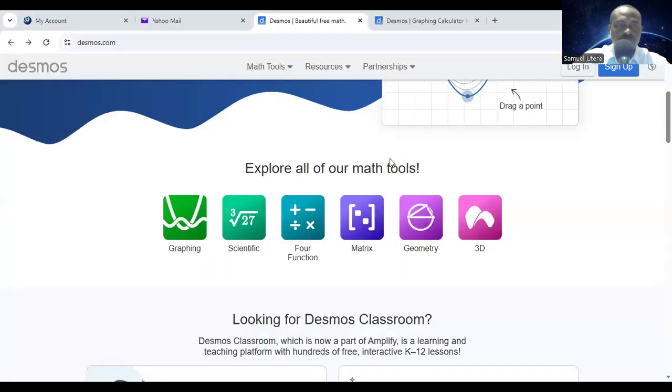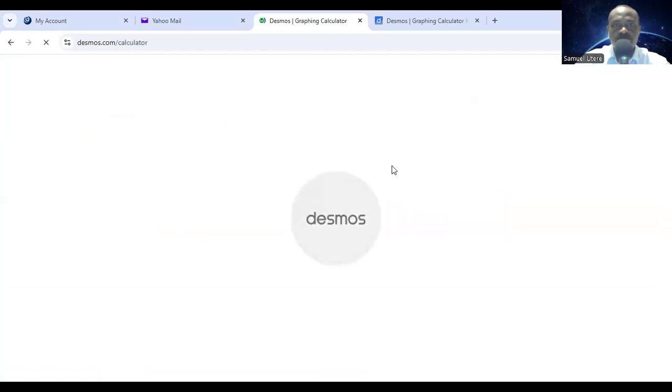So yes, I've got that. Let me share my screen. When you go online and type Desmos, you will come up with this screen, and then you can click on graphing. There are different calculation tools that this website offers, but we're using the graphing one.